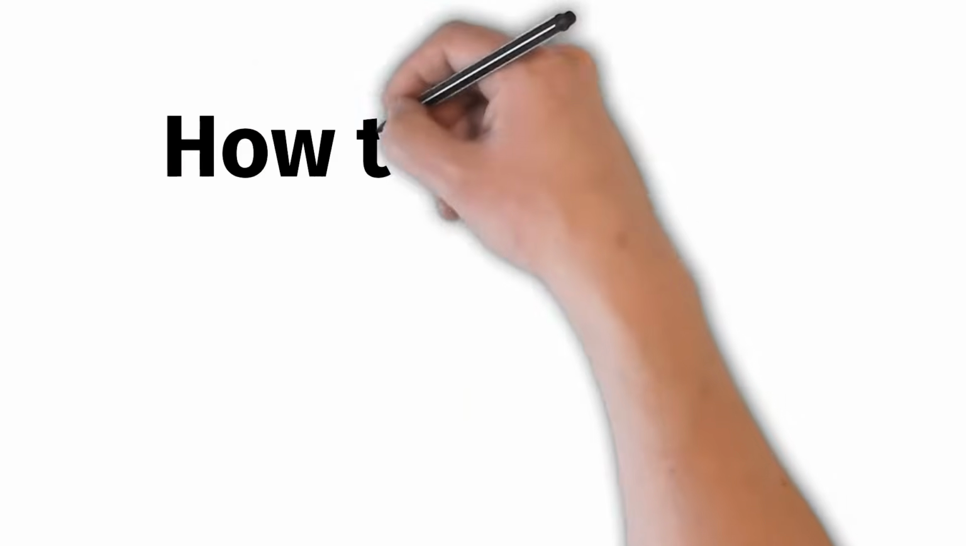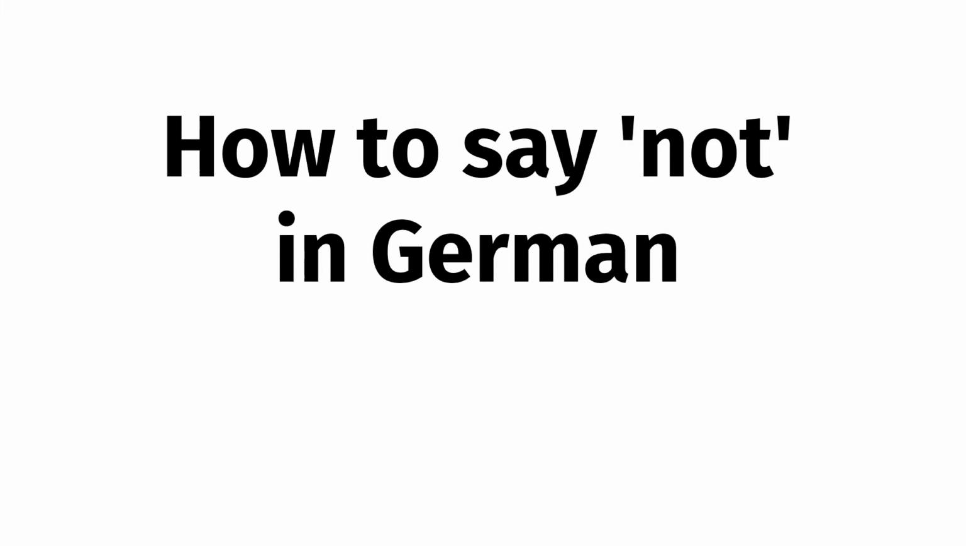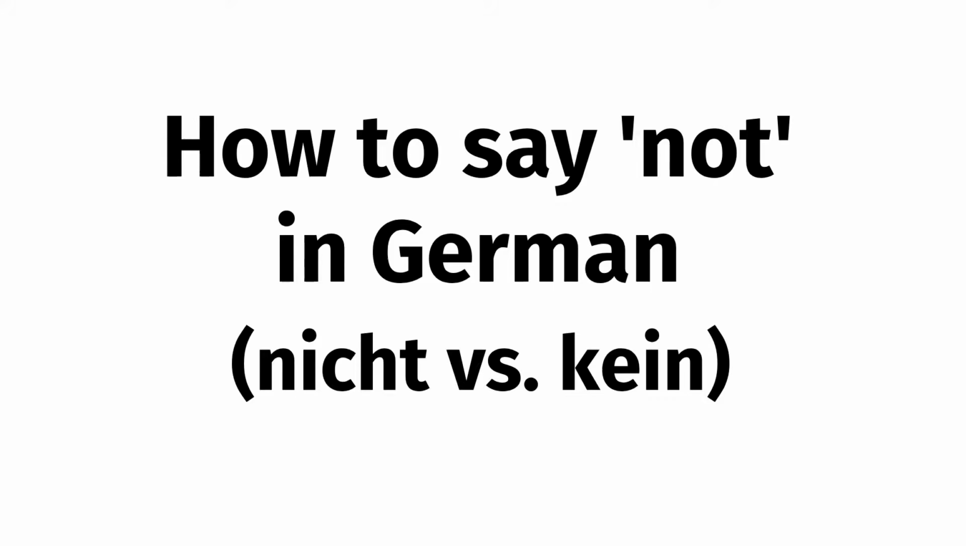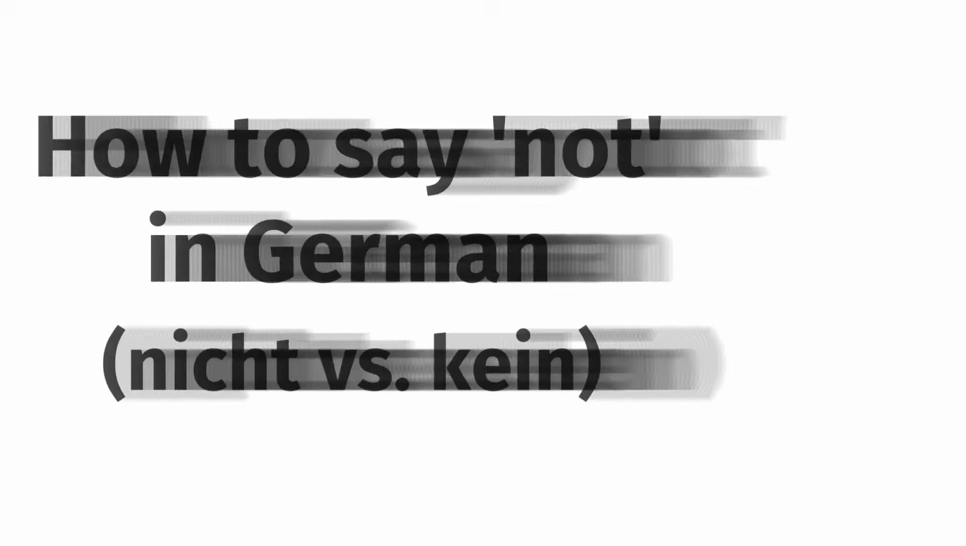In this video, you'll learn how to say not in German. And this is trickier than it sounds because there are two alternatives, nicht and kein, and both of them are very commonly used, but have quite distinct contexts in which they're used.